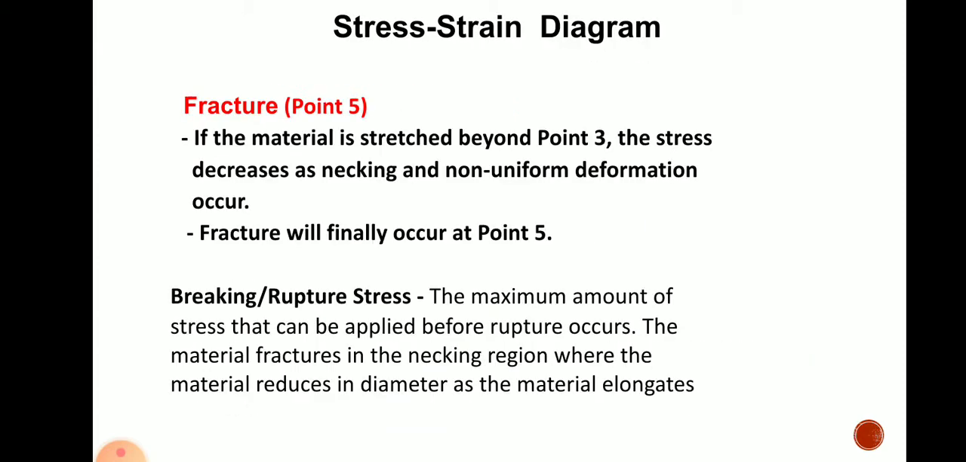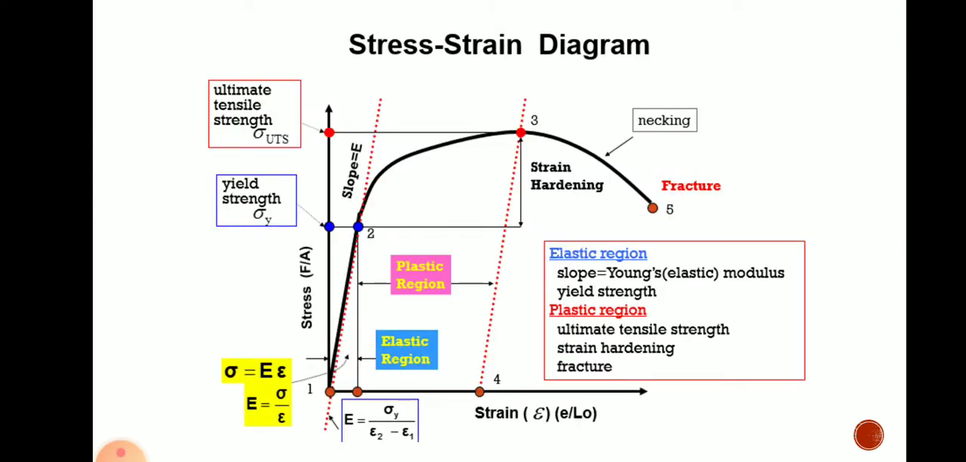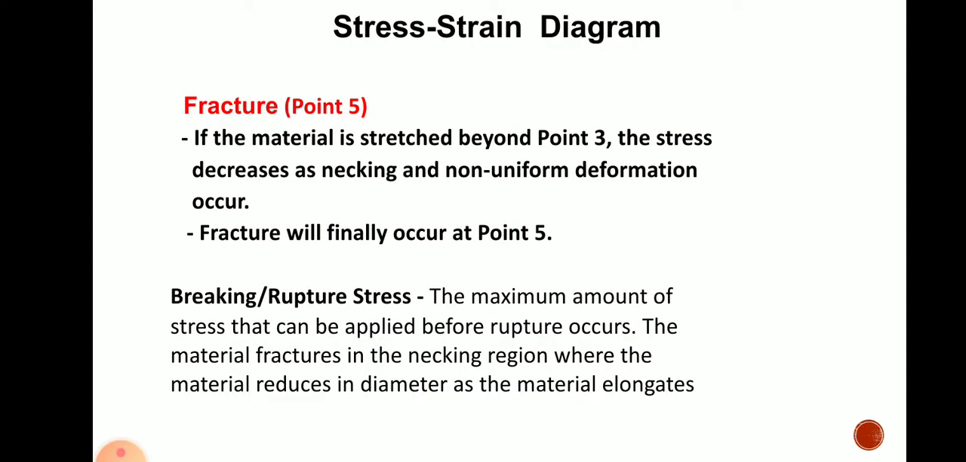Next, point number 5, that is a fracture point. If the material is stressed beyond or stretched beyond point 3, the stress decreases as the necking and non-uniform deformation occurs, and fracture will occur at point 5. From 3 to 5 there will be necking started, and after necking there will be immediate fracture and breaking of the component. So breaking or rupture stress we can find out from this point number 5. So at point 5, the maximum amount of stress that can be applied before rupture or before breaking occurs.